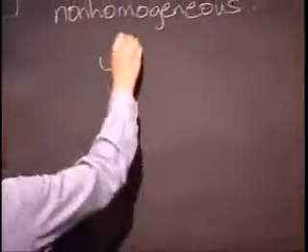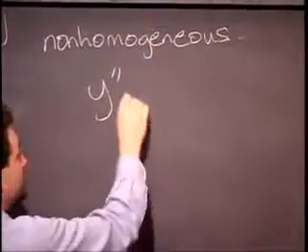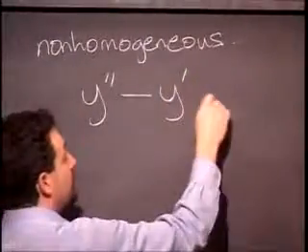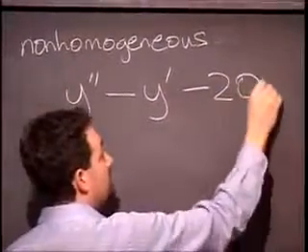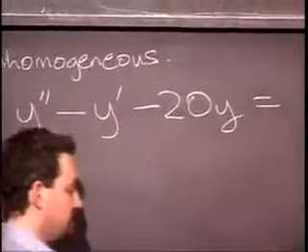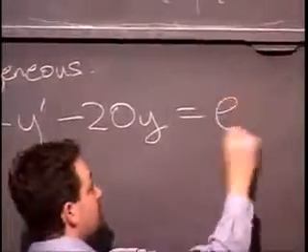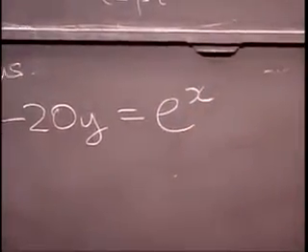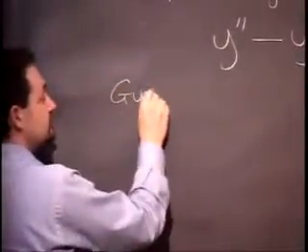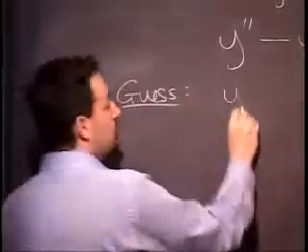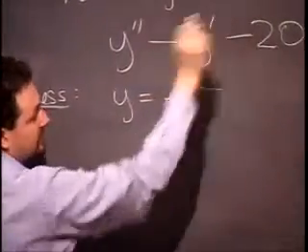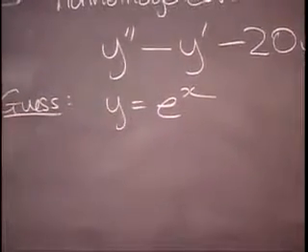Suppose I take the example from the previous board, y double prime minus y prime minus 20y equals 0. Well, I'm going to change the 0 to e to the x. What's the solution of this? Well, let's try a guess. Let's guess y equals e to the x. There it is on the right-hand side. I mean, that's pretty simple.